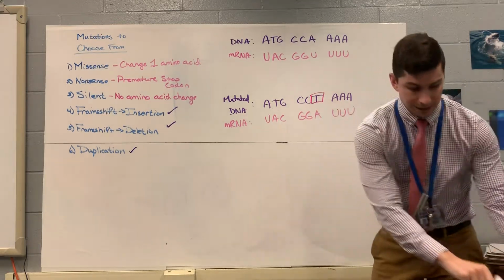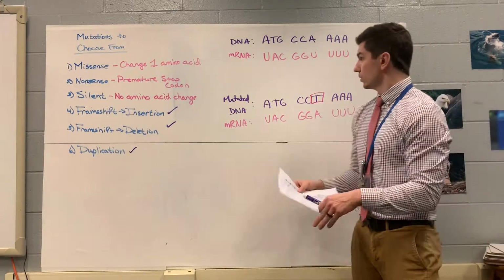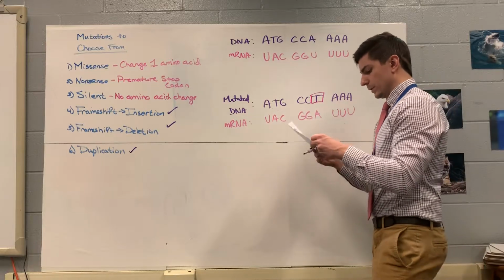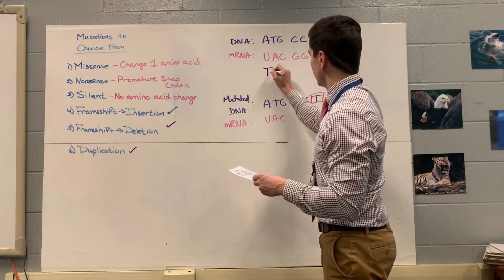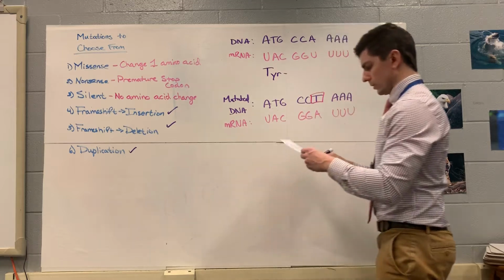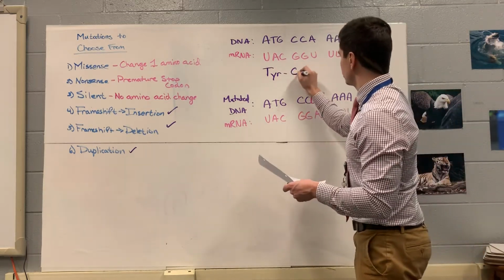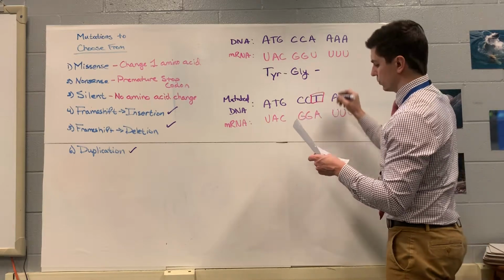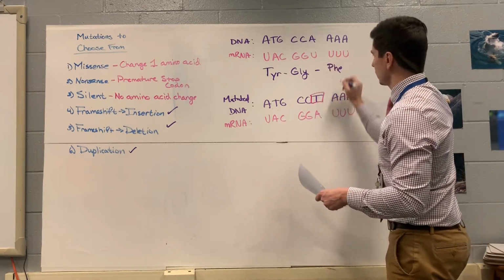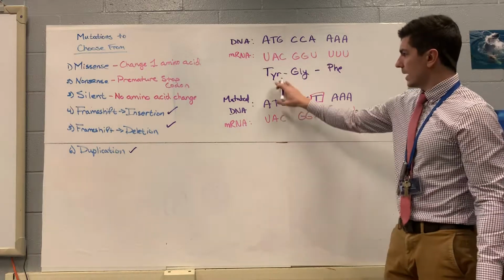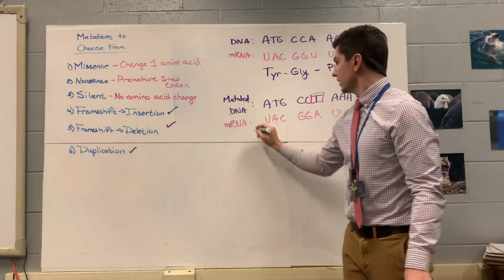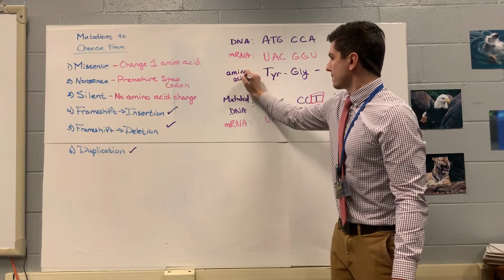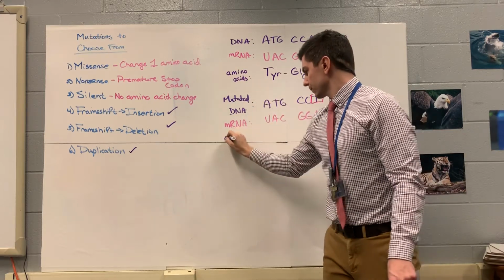Okay? If you guys get out your little codon charts, you can see that UAC goes to TYR, GGU goes to GLY, and then UUU goes to PHE. Okay? Without even looking at the chart, I got UAC here, I got UAC here. Sorry, I've got the right amino acids here. Okay.